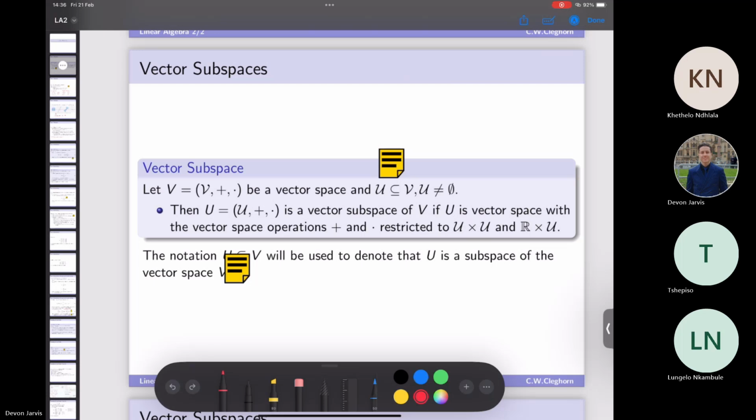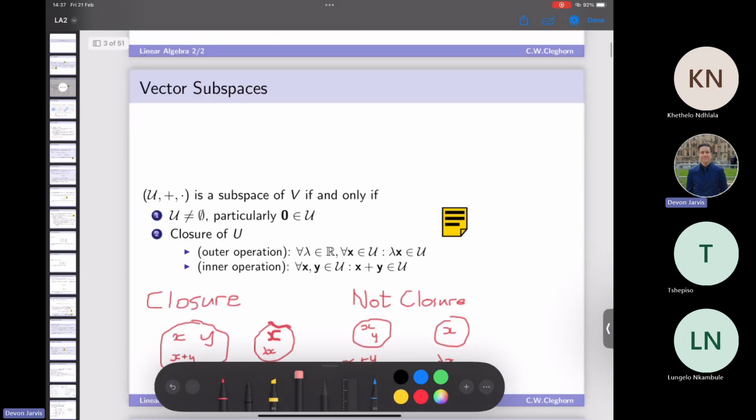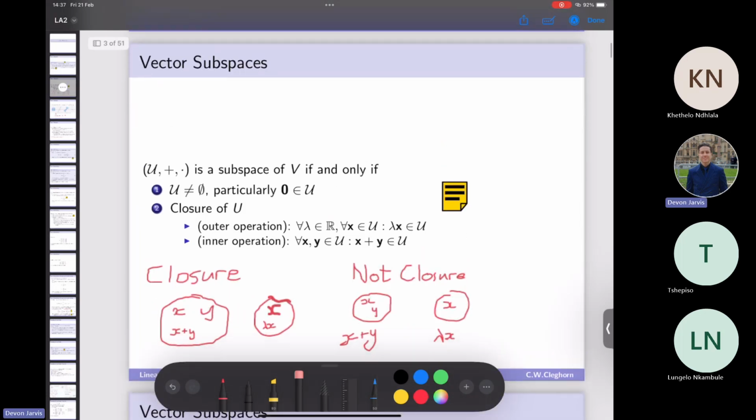And we will use this notation here, where that is to say that it is a subset. And then because they're vector spaces, it will be a subspace. So it is a subspace of V if and only if it also has its own 0 element, as with all real numbers.